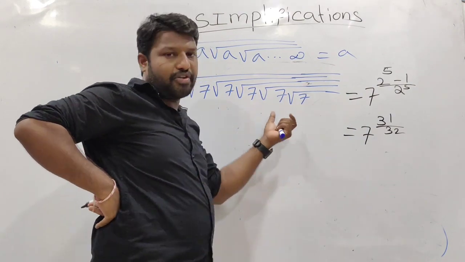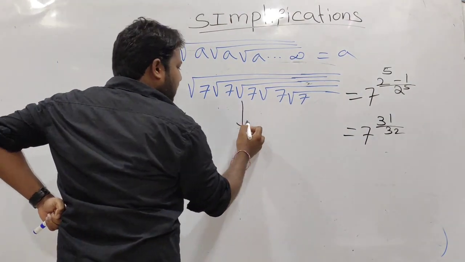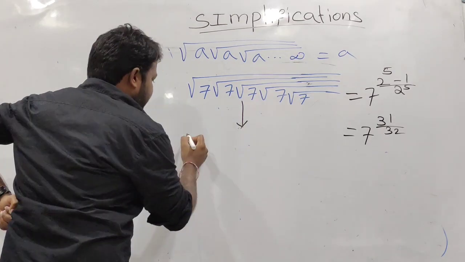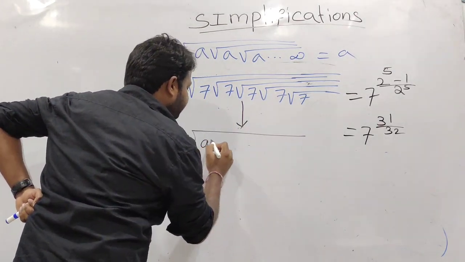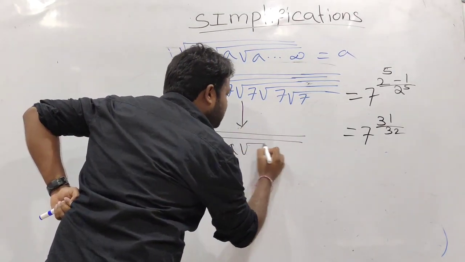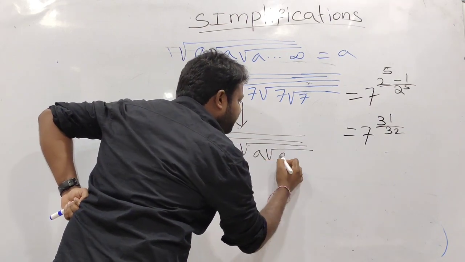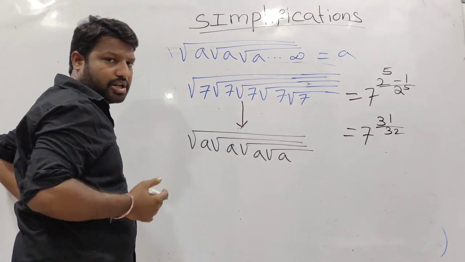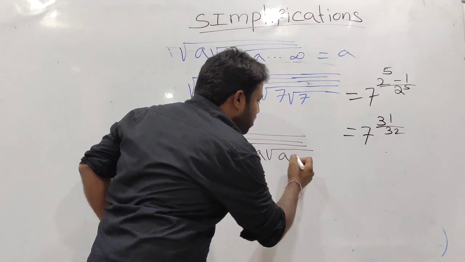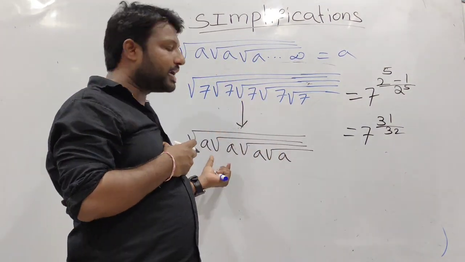Now you have to remember a formula. What formula do you have to remember? That also you can derive, but no need. Suppose they have given like this: root a, root a, root a, root a, and so on up to n terms. Suppose this is not infinity. If infinity is there, then the answer is a.